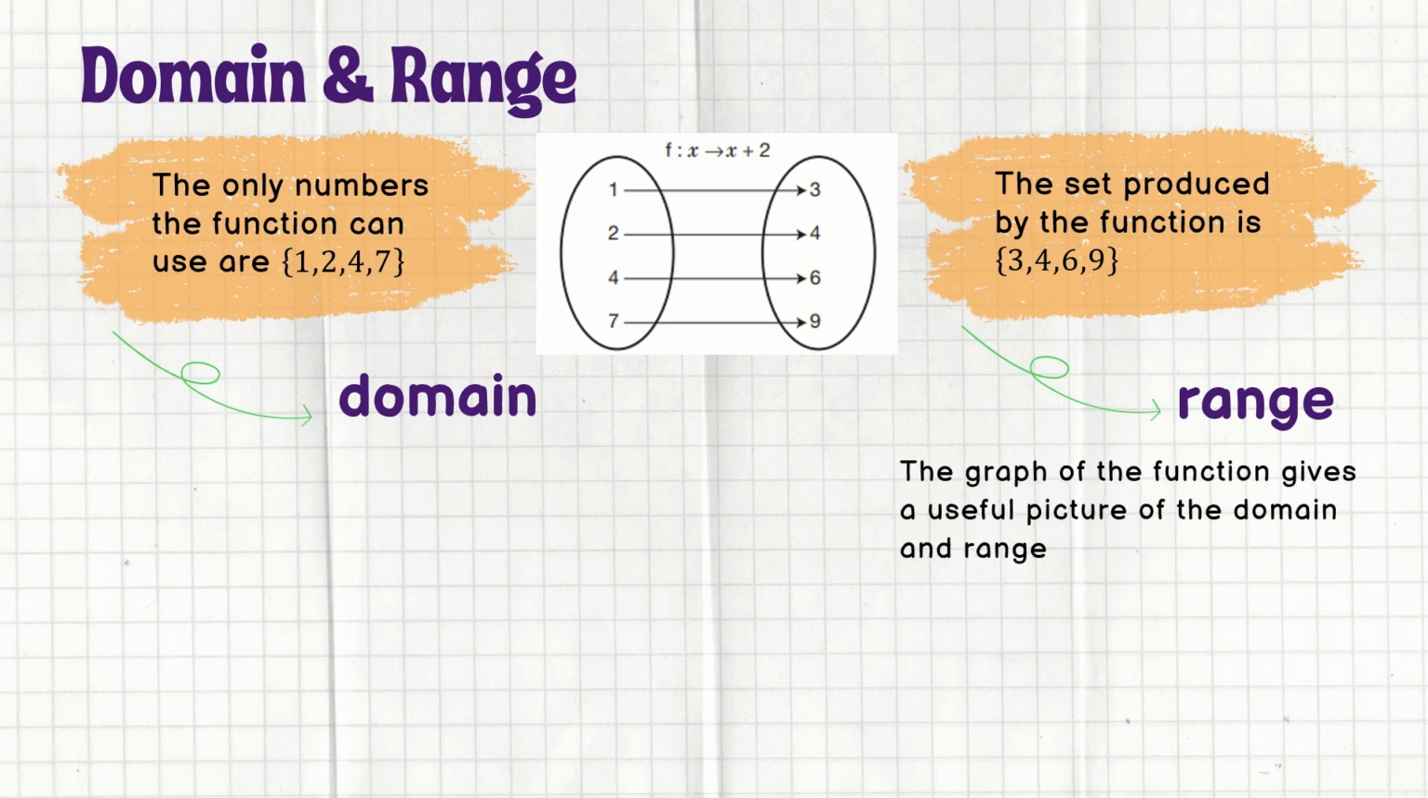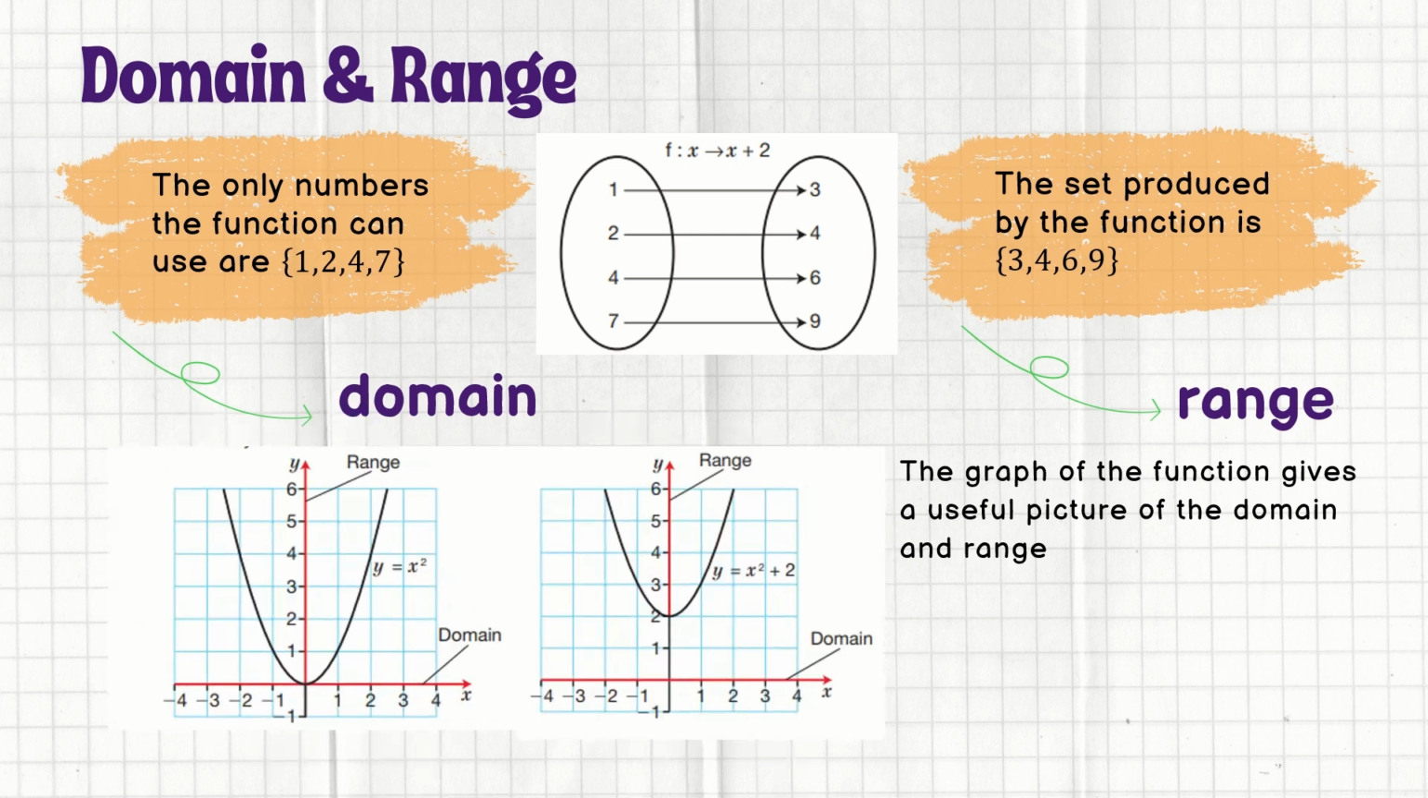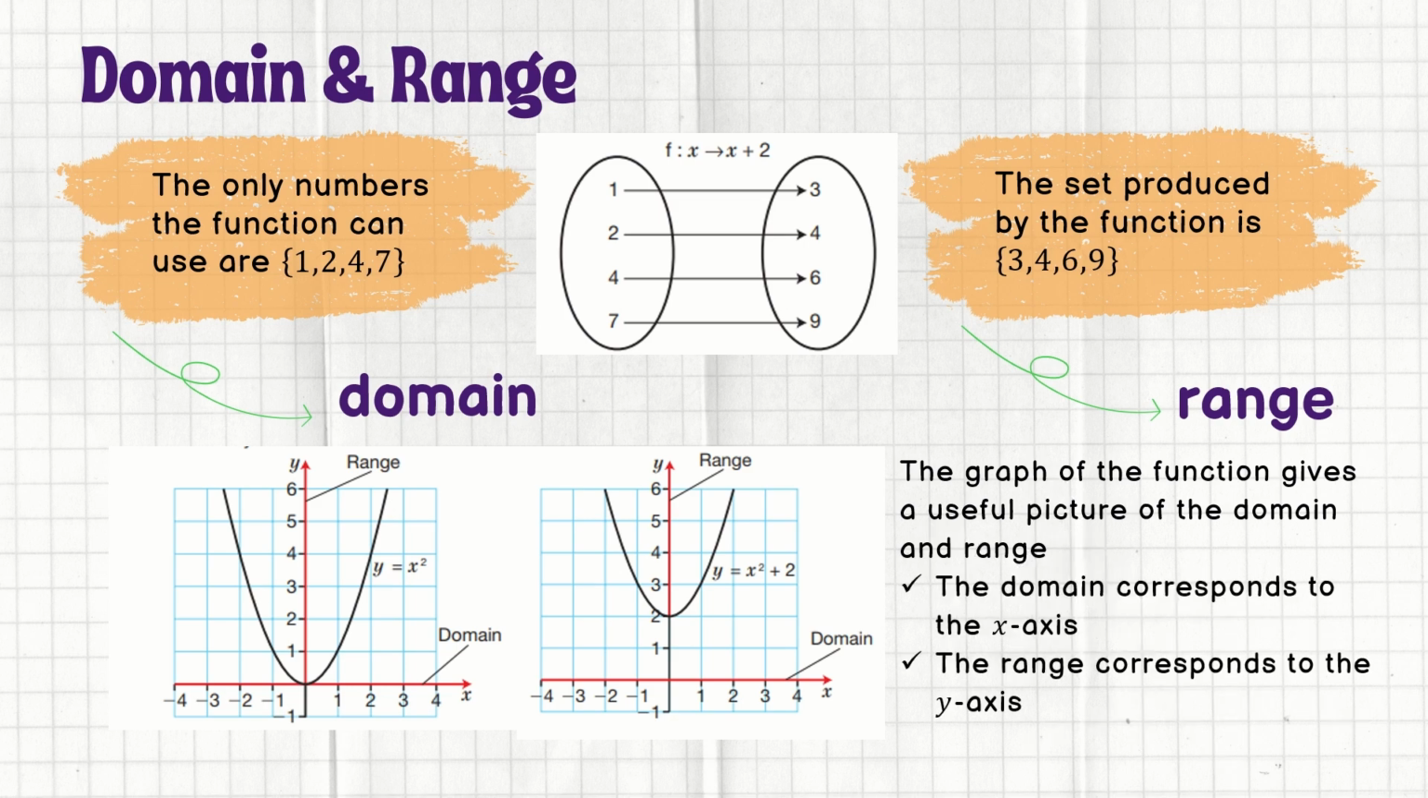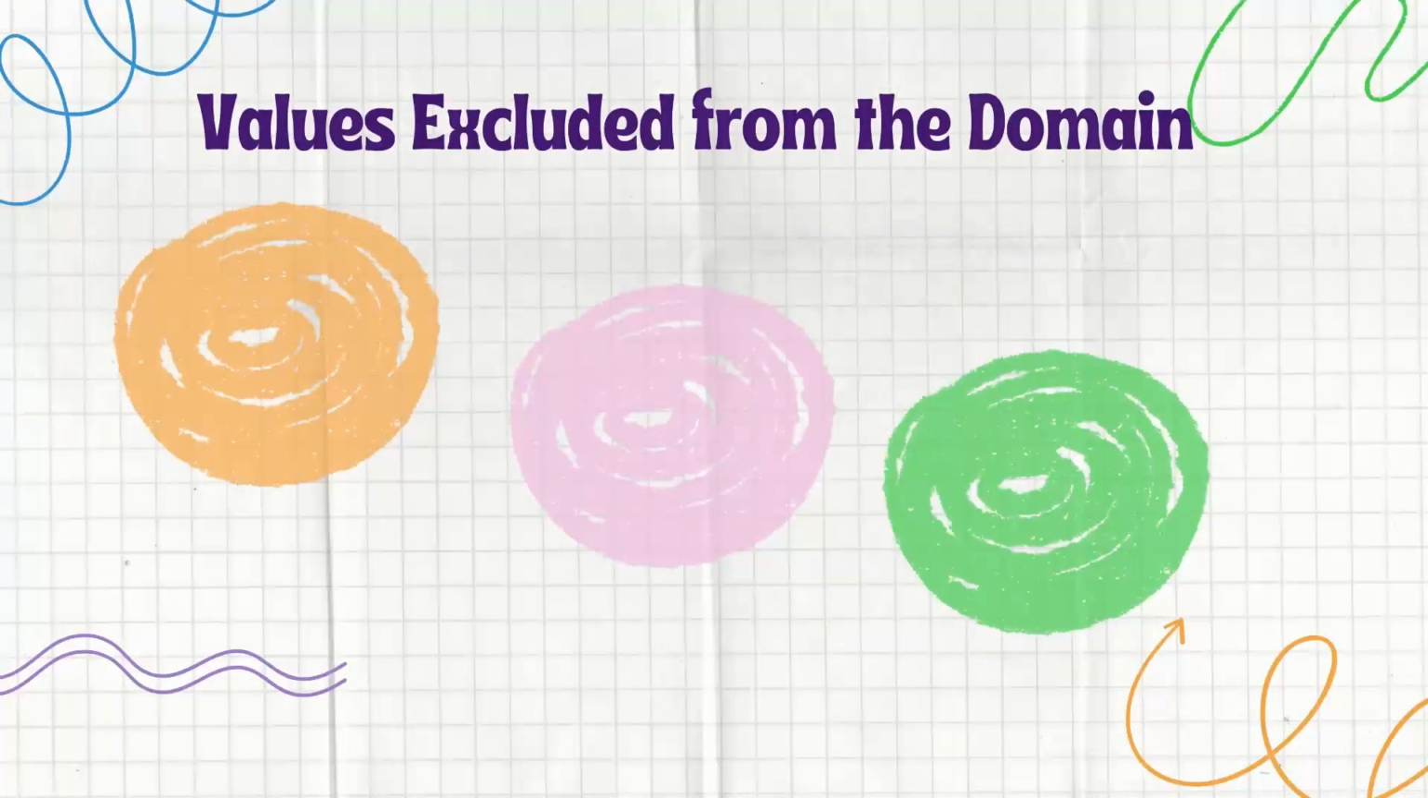So a graph of a function gives a useful picture of the domain and range. For example, in these two graphs, you can see that the x-axis is the domain and the y-axis is the range. So the domain corresponds to the x-axis and the range corresponds to the y-axis.